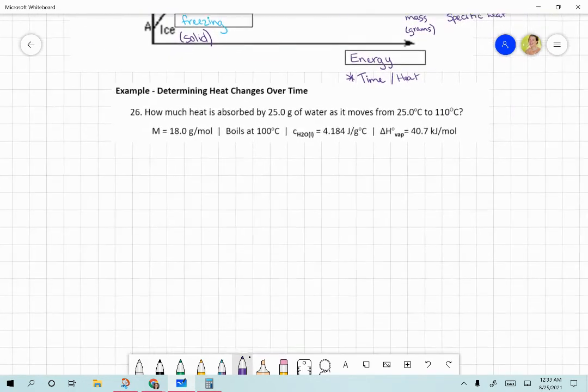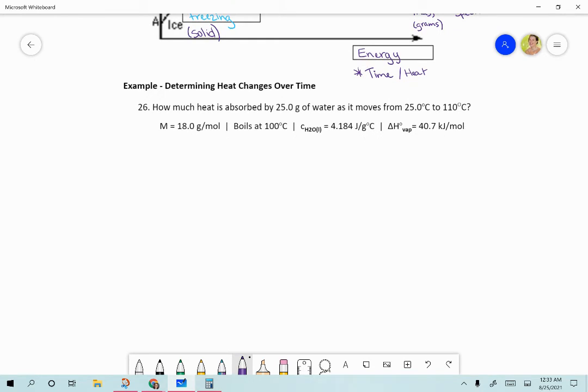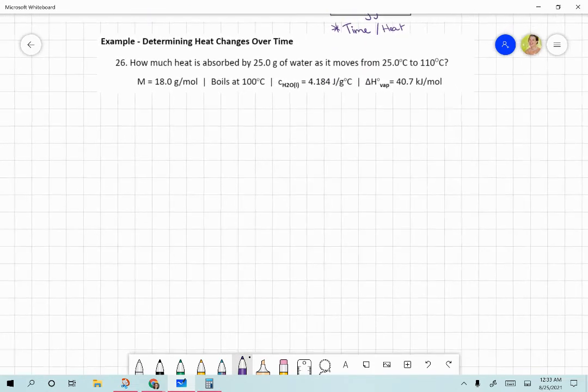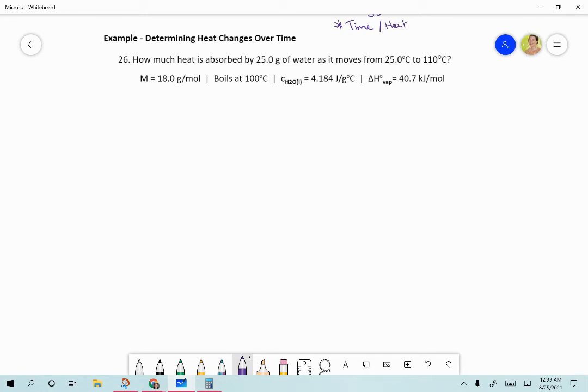Okay. So I mentioned that these are kind of like puzzles, but we have to figure out the pieces and then put them together. So this is an example of what a heating curve problem is going to look like. It's going to ask you how much heat is absorbed by a substance, and it's going to tell you the temperature range that it experiences. So in number 26, we have 25.0 grams of water. It starts at 25 degrees Celsius and it ends at 110 degrees Celsius. So here's some information that the problem gives me.